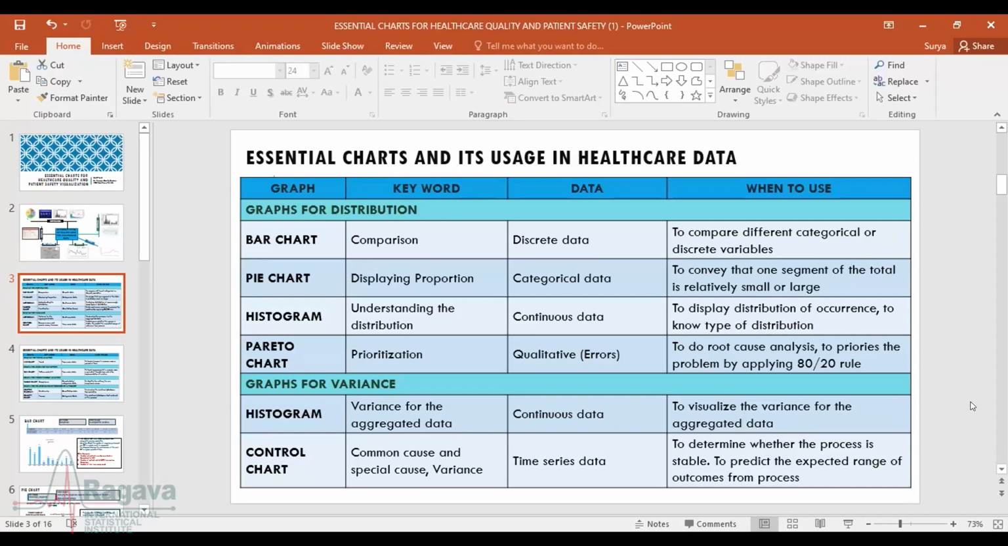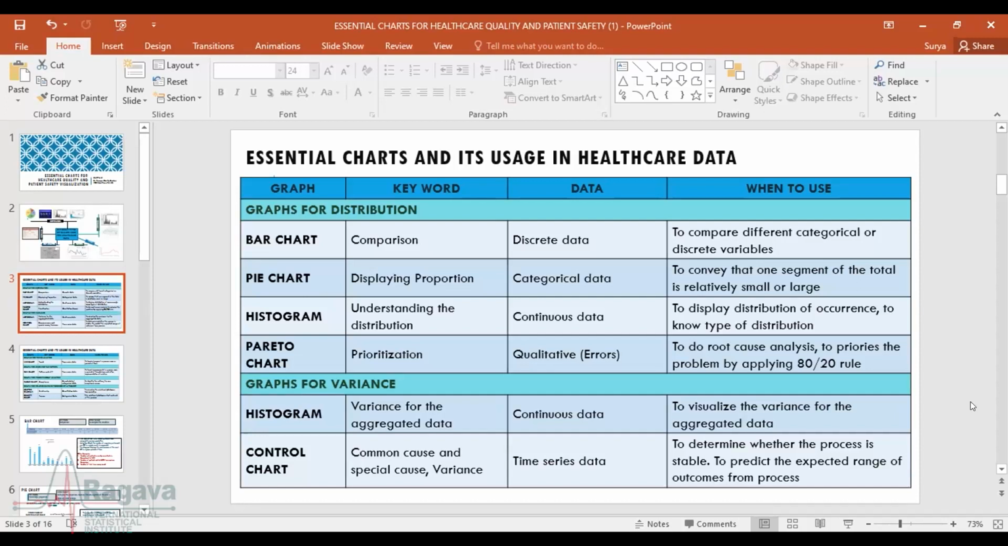For the pie chart, we use it for proportions, when we have categorical data in percentages. Through the pie chart, I will be able to know, in the total, what the smaller segment is contributing and what the bigger segment is contributing to my process. For the histogram, we will be able to understand the distribution. We need continuous data for the histogram. By the histogram, I will be able to know the distribution of the occurrence and also the type of distribution.